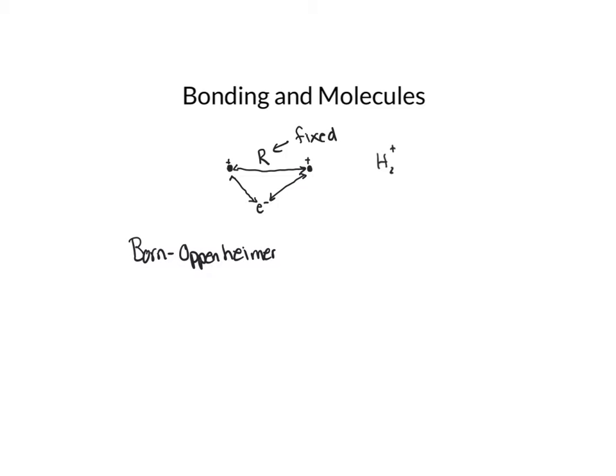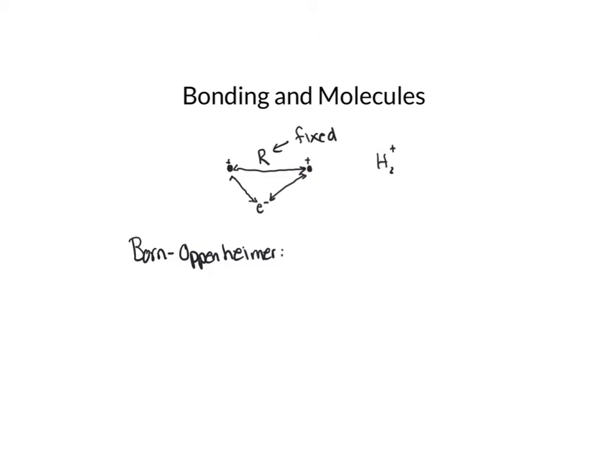The reason we do this is because the nuclei are so much heavier than the electron that the electron is going to move many picometers when the nuclei only move a very small amount. And so the movement of the nuclei compared to the movement of the electron can be ignored. And so we can think of this as a fixed value. The nuclei stay at a fixed distance because they move so much more slowly than the electron. And so on the time scale that the electron's moving, we can ignore the motion of the nuclei.